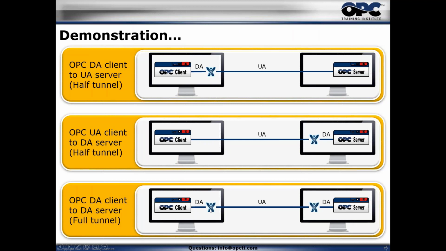And now we'll take a look at a full tunnel. So the full tunnel, it's an OPC DA server connecting to a DA server. Usually it's DA to DA. You could do UA to UA, but that's not typical. But in any case, what we're seeing here is we'll take DA, send out UA. On this side, we take in UA, send out DA. So we're converting on both sides.